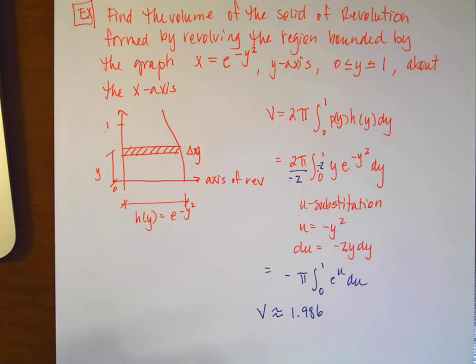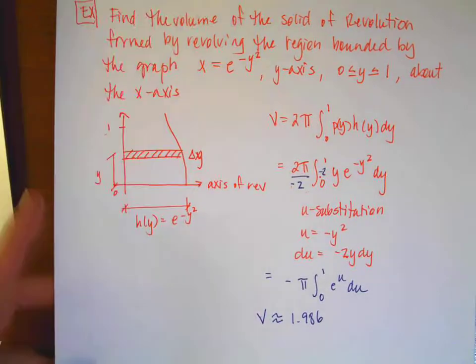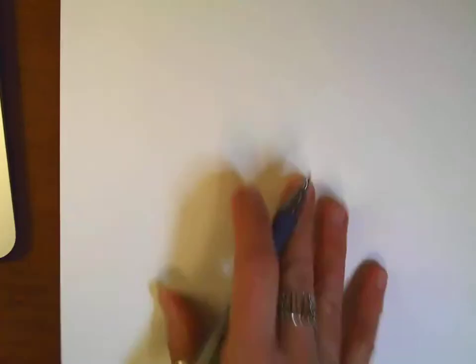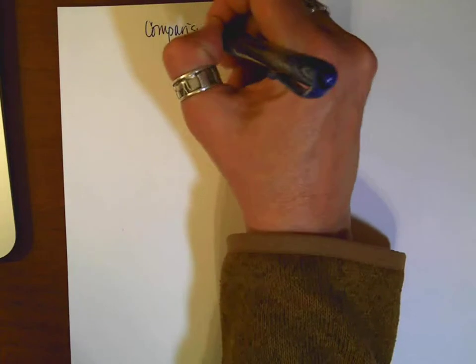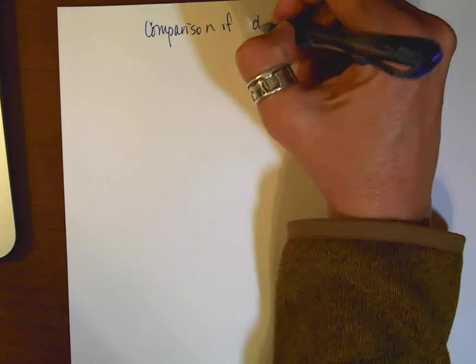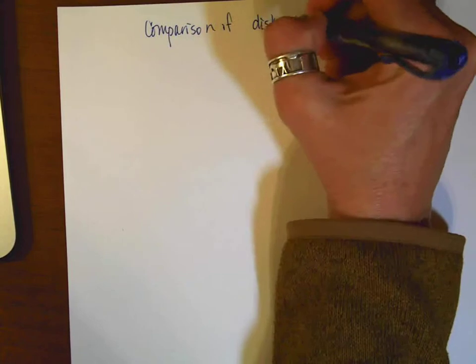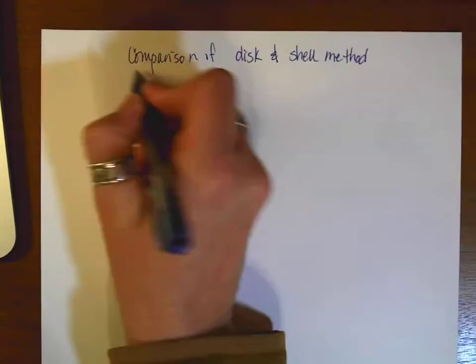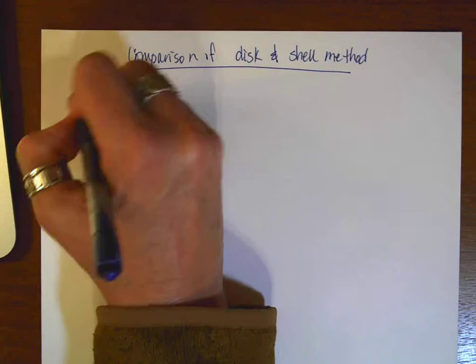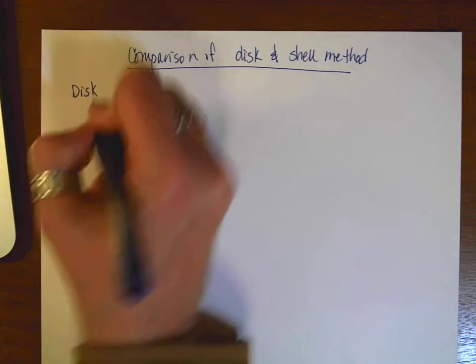And you could do this either with u substitution, or if you were lucky enough for it to be on the calculator portion of your test, you could just do it in your grapher. So the next thing that I want to do for you is I want to compare. So I want to do a comparison of the disk and the shell methods, because they're really quite similar, but at the same time they're fairly different.